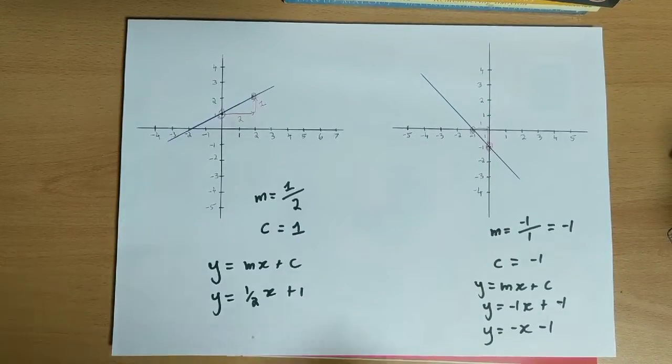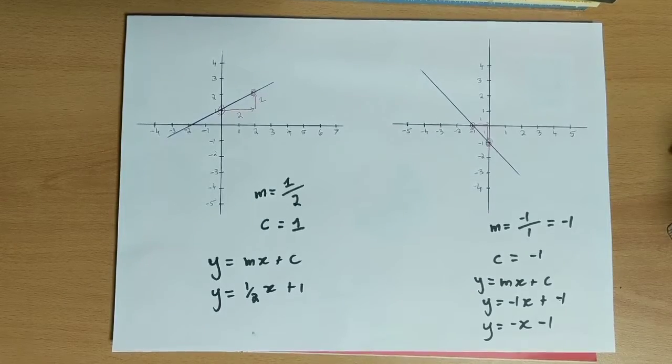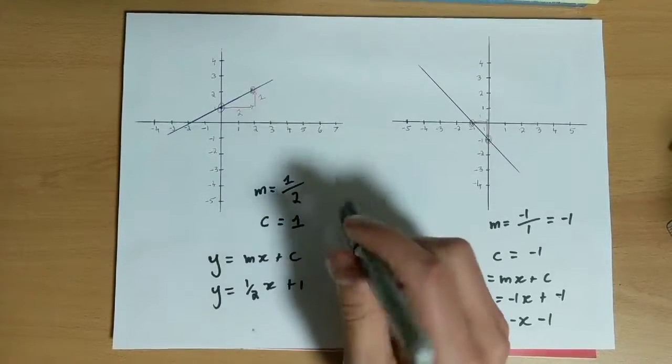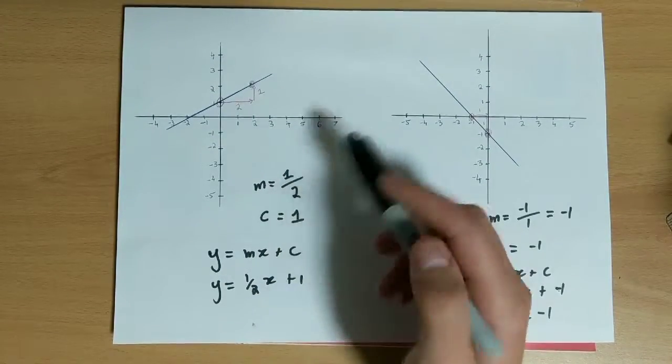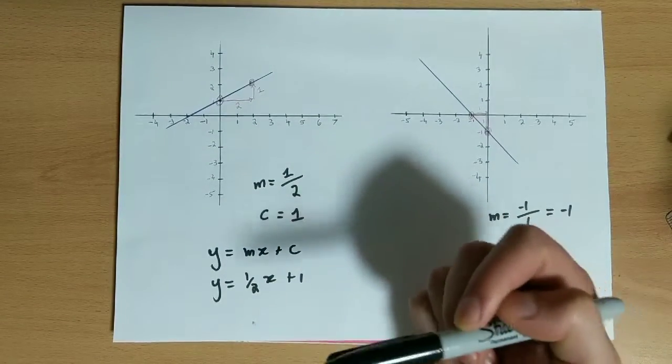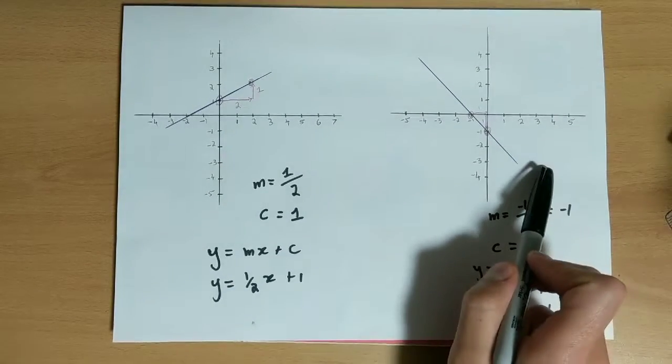Hello everyone, let's continue where we left off. In the last video, we started talking about finding the rule, and we spoke about finding the rule in the situation where we have the gradient and the vertical intercept, or the y-intercept. So these were the two examples we looked at last time.